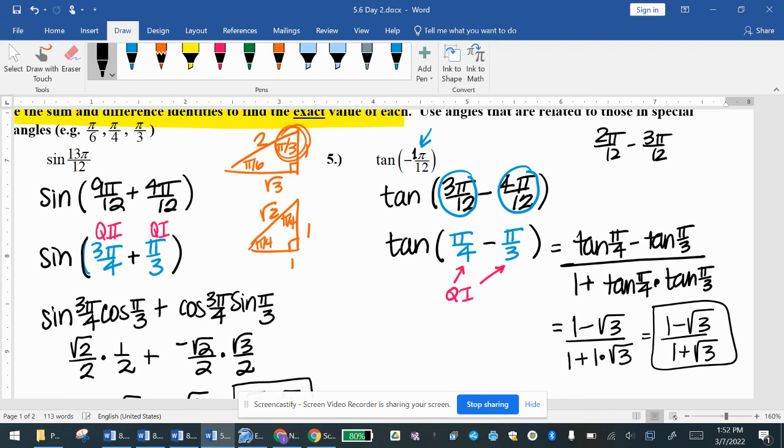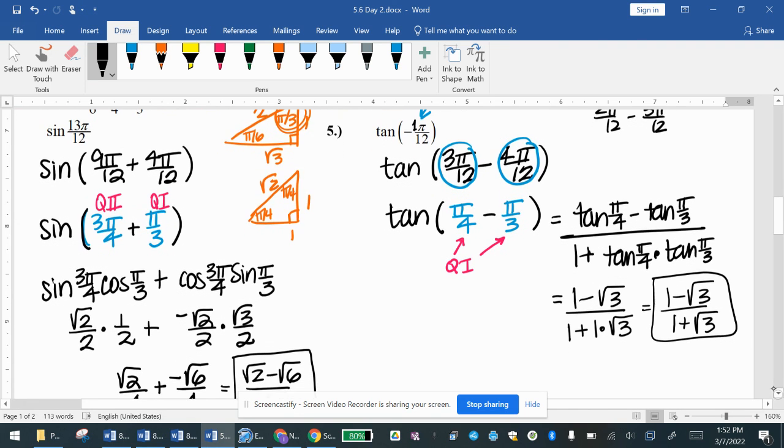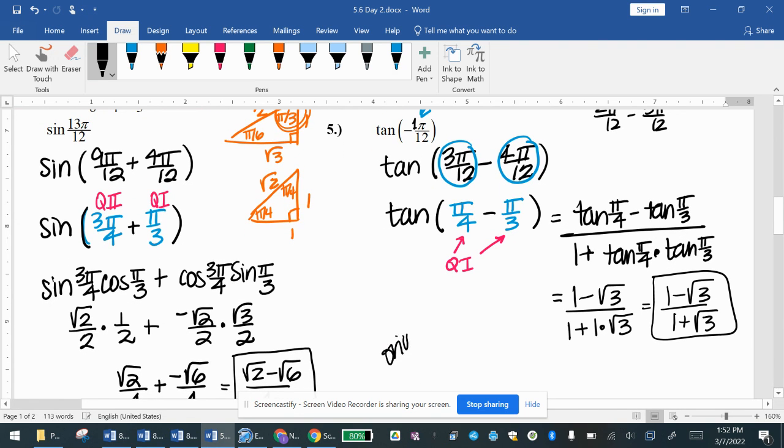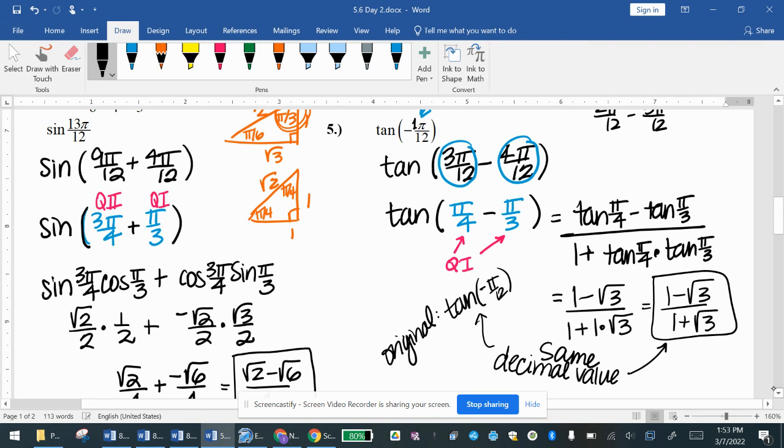Now remember, there are different combinations of how to get negative 1 pi over 12. So if your answer ever looks different than mine and you want to see if you did it right, just type in your answer in your calculator, obtain a decimal answer, and see if it matches the answer to tangent of negative 1 pi over 12. So let me say that again. The original problem asked for the tangent of negative 1 pi over 12. If you put that in the calculator, it should have the same decimal value as the answer you get when you do the algebra.